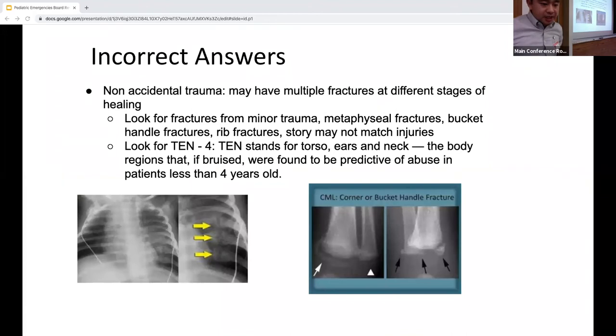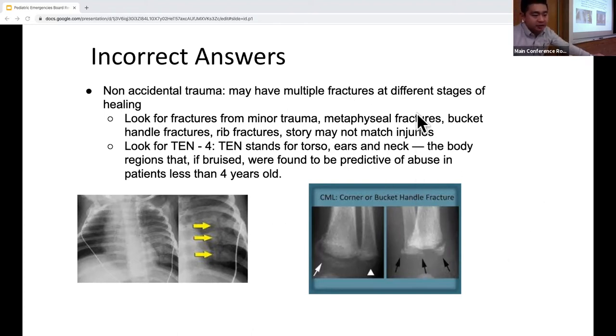So here are just some examples of fractures that are suspicious for abuse. So here's the one here on the chest. You see multiple fractures in various stages of healing right here. This is like in an infant where the parents squeeze the torso and shake them, and then you'll break ribs that way. This is the bucket handle fracture of the tibia, and so here you can see it's like a small avulsion at the tip of the tibia. These are also characteristic of fractures of abuse.